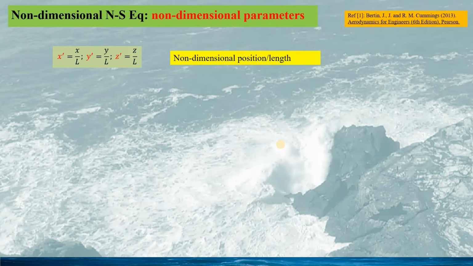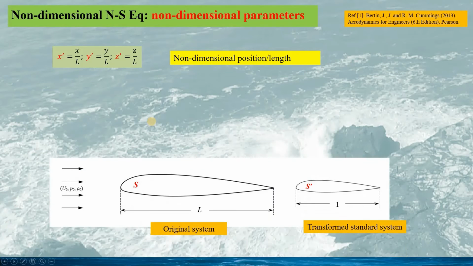The first thing is that we need to non-dimensionalize the Navier-Stokes equation. We use the non-dimensional parameters, the coordinates x prime, y prime, and z prime, which are all non-dimensionalized with the characteristic length L. As such, geometrically, we can transform the original system S1 with the length L to a transformed standard system S prime, which has a unit characteristic length of 1.